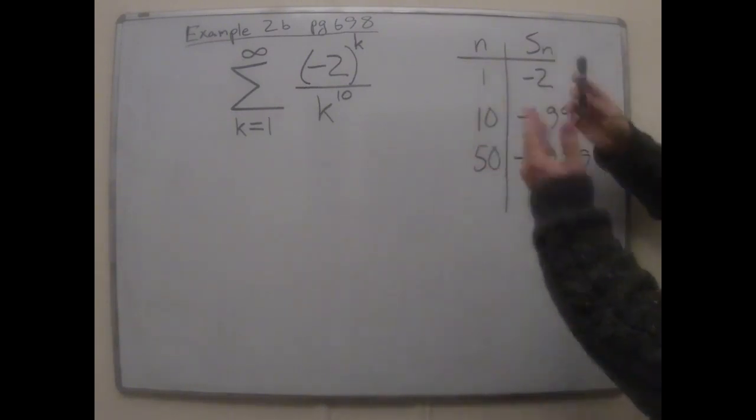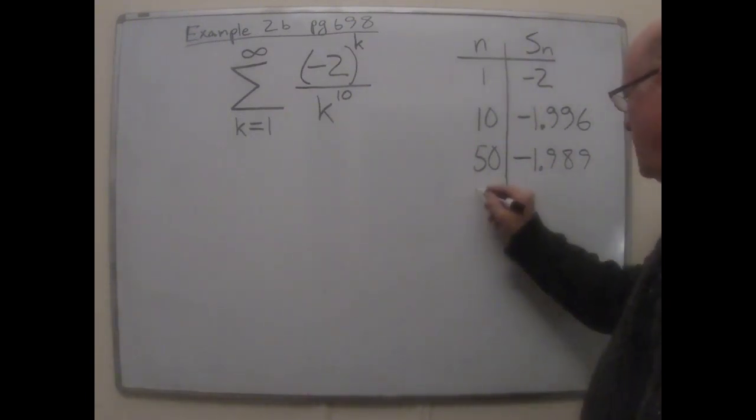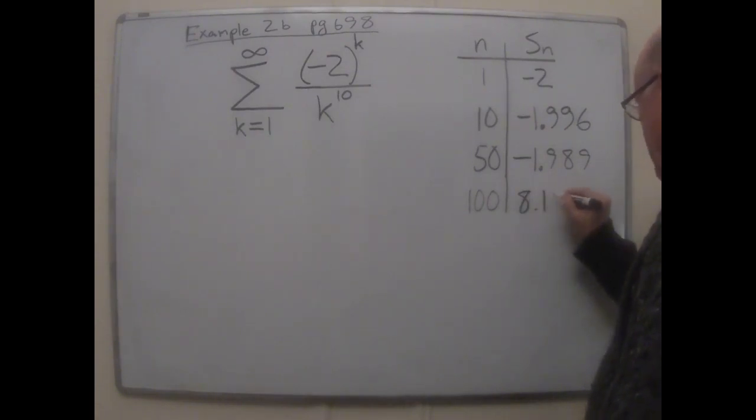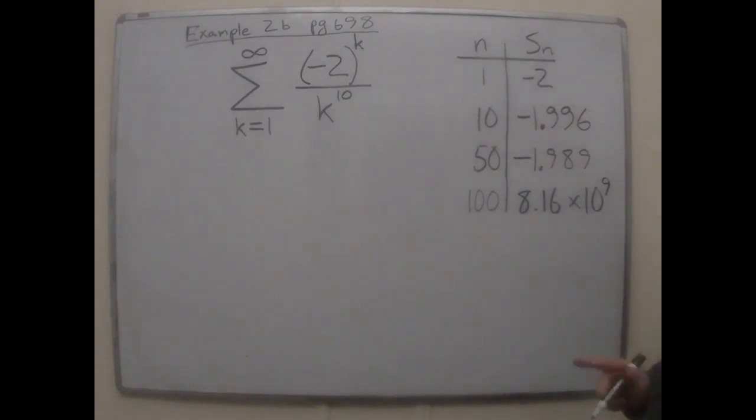When n is 1, it's just a single term in the sum, easy to figure out: you get -2. And then at 10, we get a number just a smidge less than -2. At 50, we had a number a little bit less, but this is only a change in the third or second decimal place. But at n equals 100, it has become 8.16 times 10 to the 9th. I was amazed. So they're right, it does diverge.